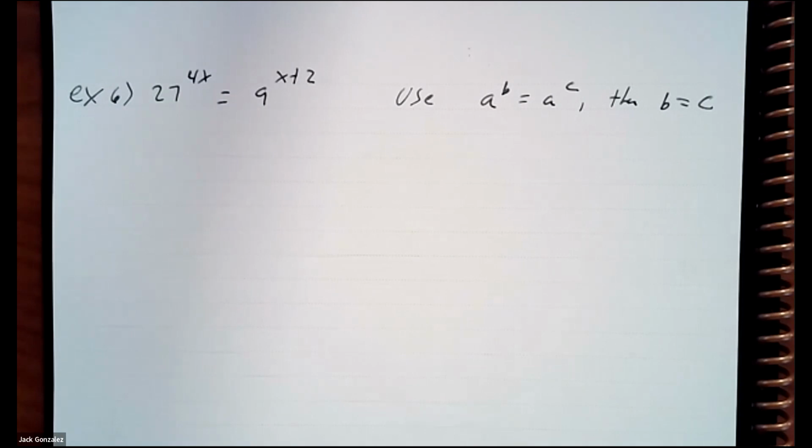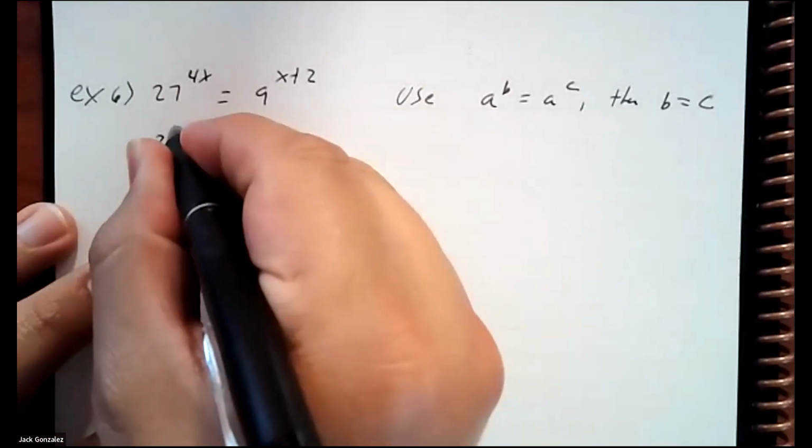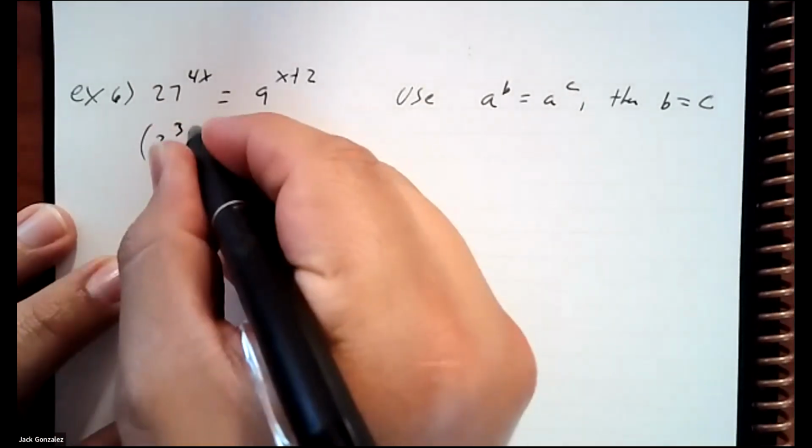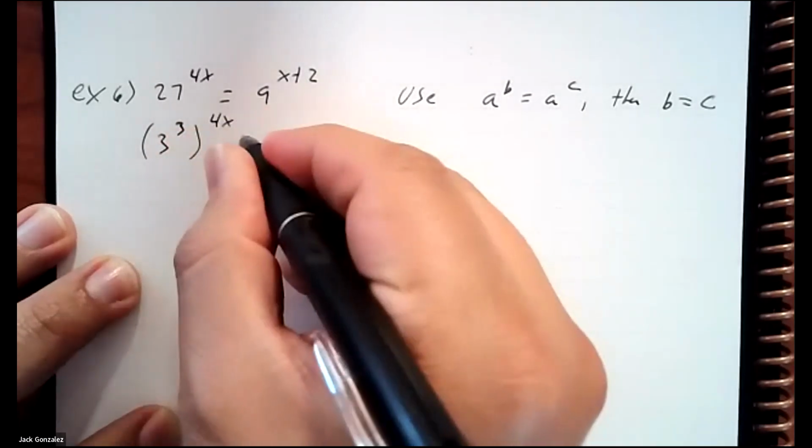Yeah, 27 is 3 cubed. And what is 9? Yeah, 3 squared. So change them both to 3s. That way they'll have the same base. So change the 27 into 3 cubed. That makes sense?